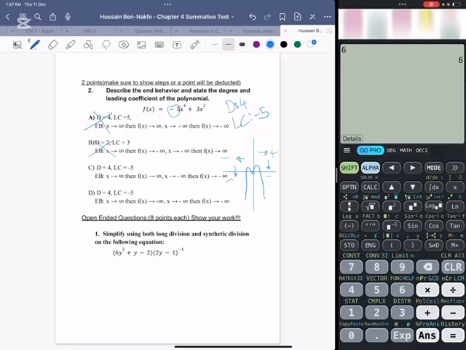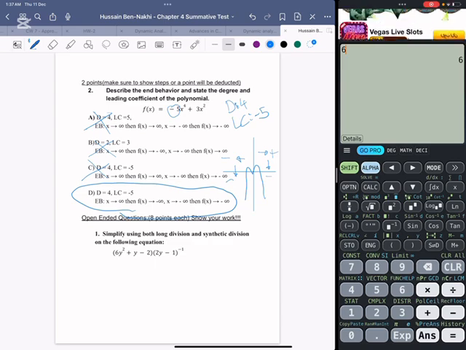So knowing that, it's not C, because C says when x goes to positive infinity, it goes to positive infinity, which we know is wrong because it goes to negative. So cancel this out. Our final answer is gonna be D, which is degree equals 4, leading coefficient -5, and behavior is: as x goes to positive infinity, then f of x goes to negative infinity, and when x goes to negative infinity, then f of x goes to negative infinity. That's it.